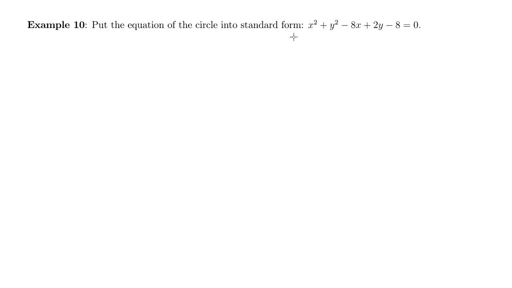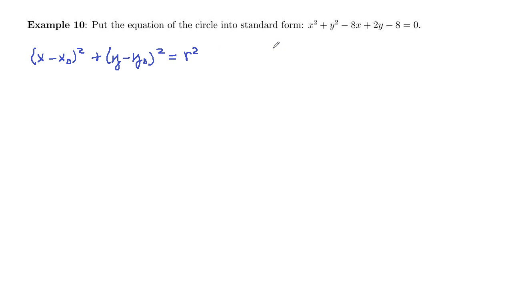In example 10, we are given the equation of a circle in general form, and we want to put it into standard form. So remember, standard form looks like this: (x minus x0) squared plus (y minus y0) squared equals r squared. So in order to do that here, we are going to have to complete the square.